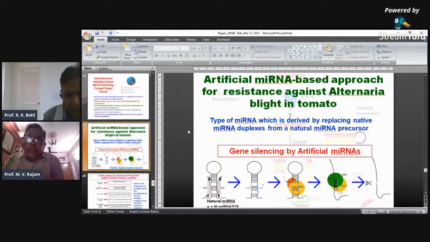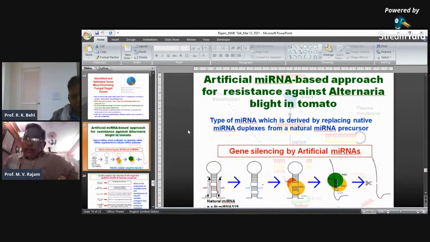MicroRNAs, we all know, are non-coding RNAs of 21 to 24 base pair size involved in gene regulation, gene silencing. Artificial microRNAs are nothing but microRNAs where we replace the native microRNA duplex from a natural microRNA precursor. In the diagram on the extreme left, the arrow shows the actual microRNA duplex region, which forms the mature microRNA after processing. This region is replaced with the sequence of interest.